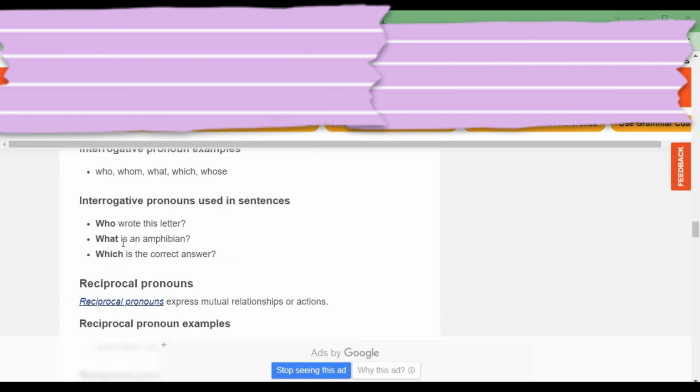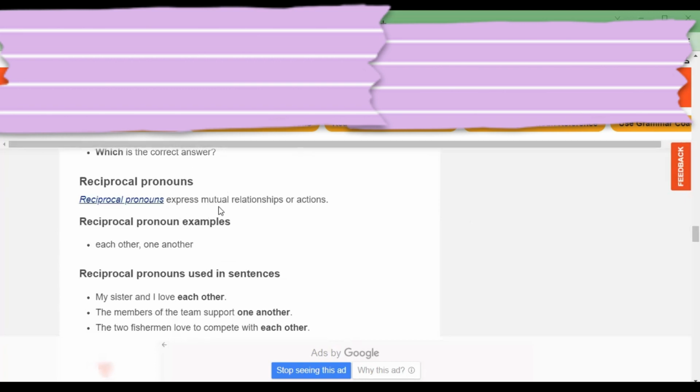Now let's move on to reciprocal pronouns. Reciprocal pronouns express mutual relationships or actions, the same feelings or the same relationships. Examples: each other, one another. Used in sentences: my sister and I love each other. The members of the team support one another. The two fishermen love to compete with each other.